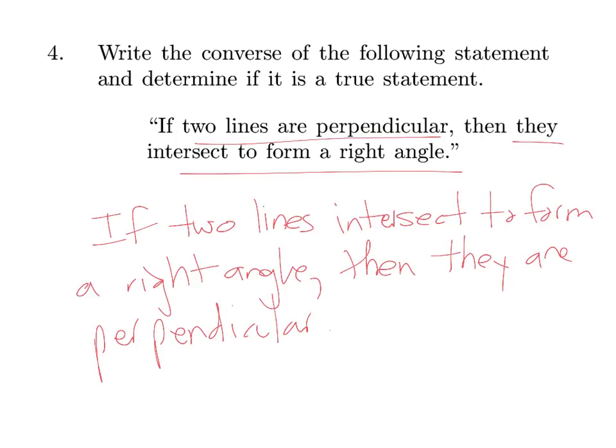Okay, is that true? Well, here's 2 lines, they intersect to form a right angle. Well, yeah, they're perpendicular then. That's true. There's no other way around that.